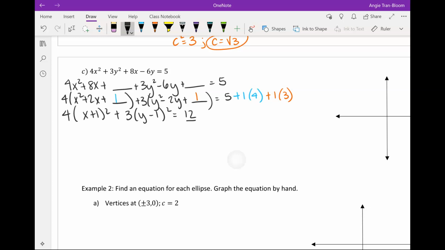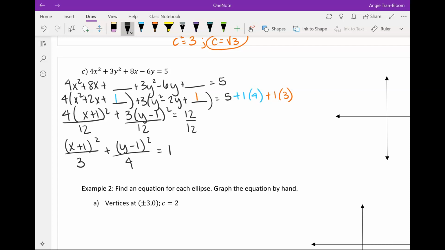What would you do next? Yes, divide each and every term by 12. Remember, it must equal 1. So now we have x plus 1 quantity squared over 3. Good. And then y minus 1 quantity squared over 4 equals 1.